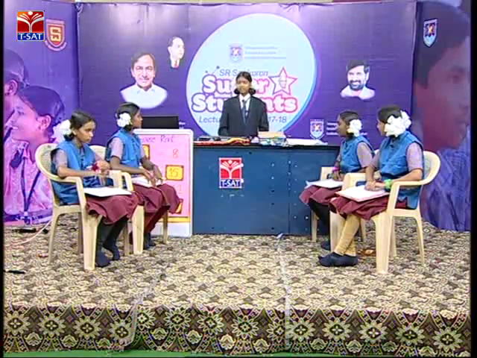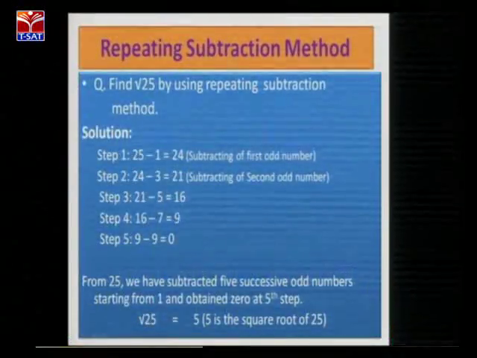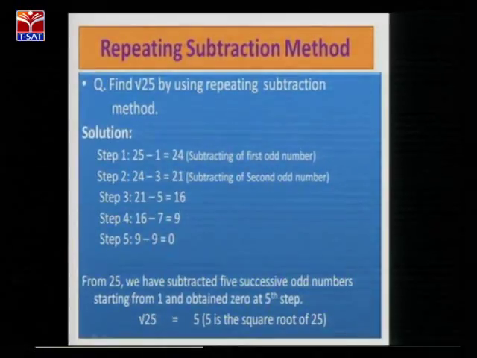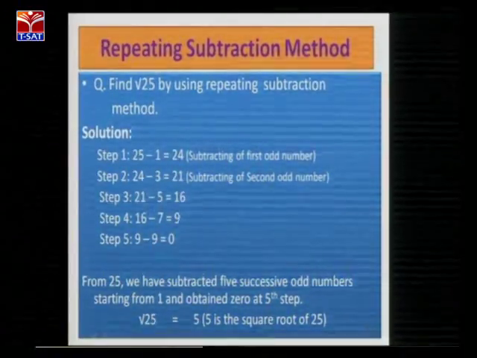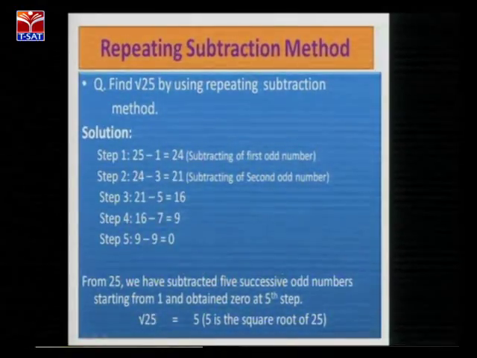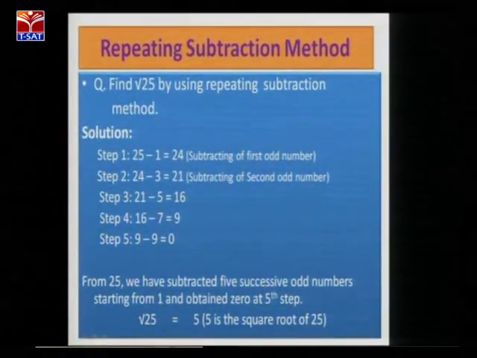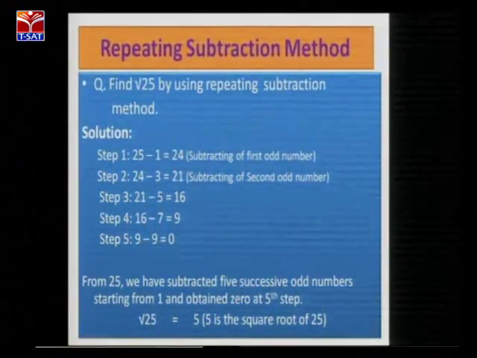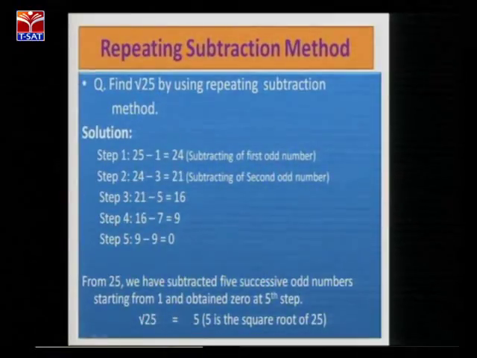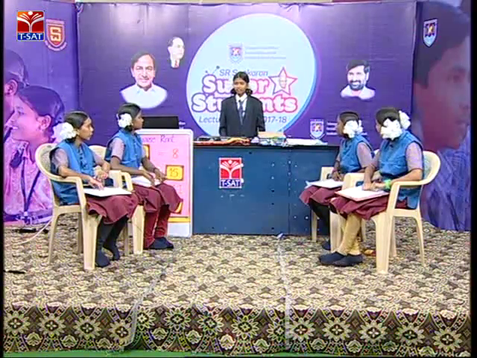Yes friend, why not? Friends, now we find the square root of 25 by using the repeating subtraction method. The first step, 25 minus 1 is equal to 24. Here we subtract the first odd number. The second step is 24 minus 3 is equal to 21. Here we subtract the second odd number. 21 minus 5 is equal to 16. 16 minus 7 is equal to 9. 9 minus 9 is equal to 0. Friends, now you understand? Yes friend. Here, what is the square root of 25? The square root of 25 is 5.